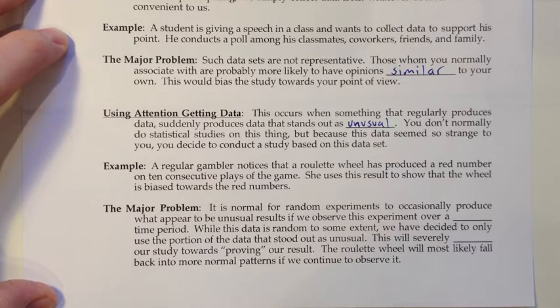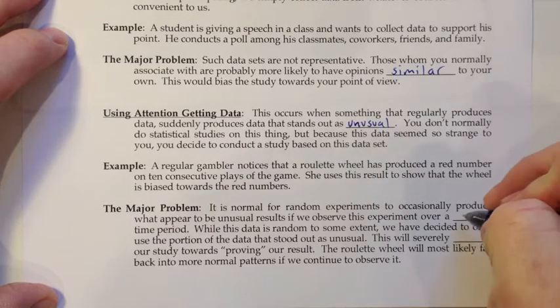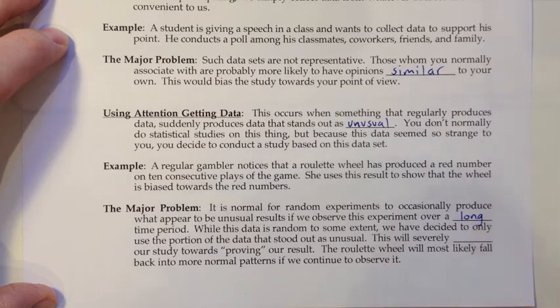The major problem here is that it is normal for a random experiment to occasionally produce what appears to be unusual results if we observe the experiment over a long time period. While this data is random to some extent, we have decided to only use the portion of the data that stood out as unusual, and this will severely bias our study towards proving, in quotes, our result. Most likely the roulette wheel will just fall back into more normal patterns if we continue to observe it.